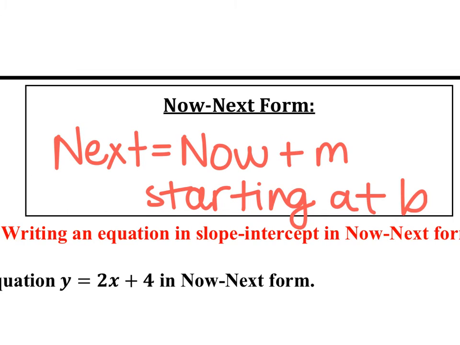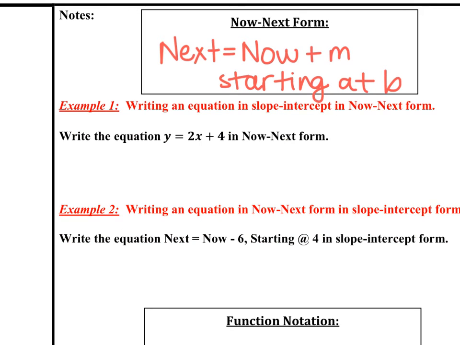When you're answering these questions, you're going to say the next number is the now number plus m, your slope, or minus, I suppose, starting at b, so starting at whatever your y-intercept is, because that's your starting point. We're going to take y equals 2x plus 4 and transform it into next-now form.